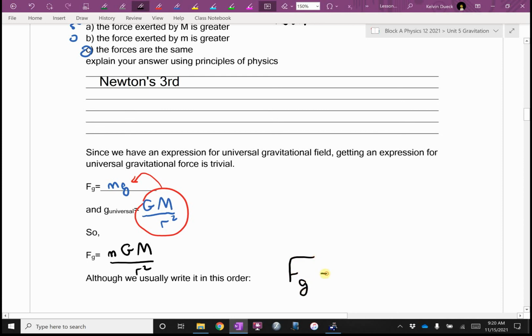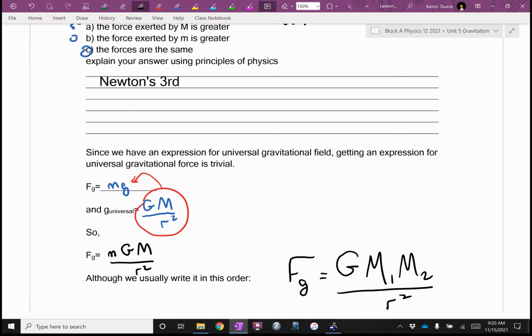The force of gravity anywhere in the universe is big G, and then you can either write it M1, M2 over R squared, and I think that's how I put it on your formula sheet. Or often, if we're talking about a planet and a satellite, we'll use big M for the planet and little m for the satellite because that's kind of cool. What does this mean? This says that all objects with mass exert the same equal force on each other, but depending on your mass, that'll determine how you accelerate. Okay?